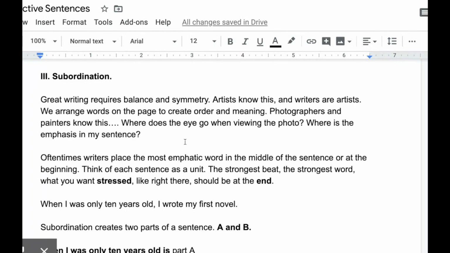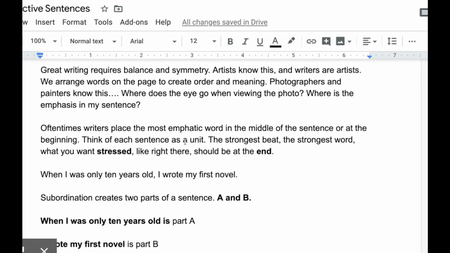Oftentimes, writers place the most emphatic word in the middle of a sentence or at the beginning. And this is oftentimes a mistake. Think of a sentence as a unit. The strongest beat, the strongest word, what you want stressed, like right there, should be at the end. All right, so stressed and end come at the end of my clause there. All right, here's an example. When I was only 10 years old, I wrote my first novel.